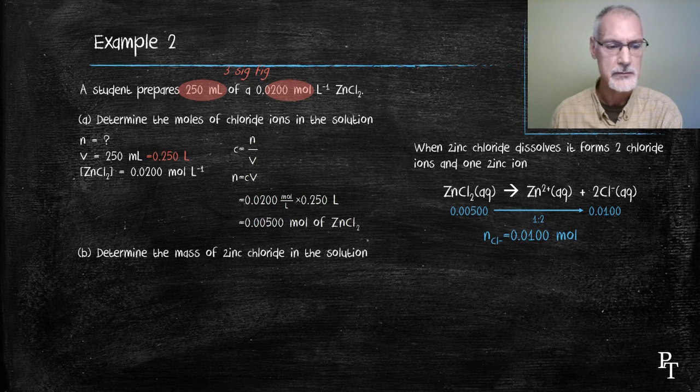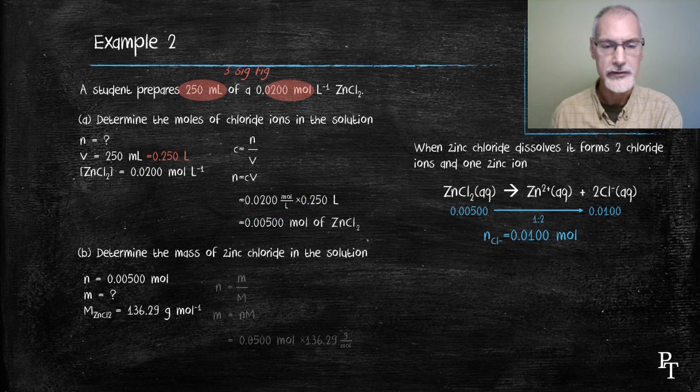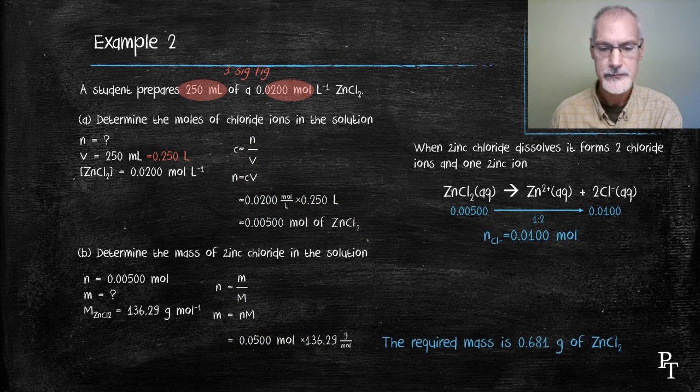The B part of this question would like to know what mass of zinc chloride I used to make this solution. So from my answer up above, I'm using the number of moles and the molar mass then of zinc chloride. The number of moles is the mass over the molar mass, and hence rearranged to get the mass by itself. I just need to multiply the moles by the molar mass. The moles will cancel, leaving me in grams. Hence 0.681 grams of zinc chloride.